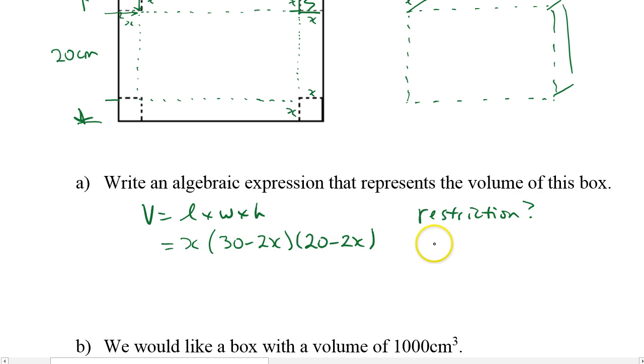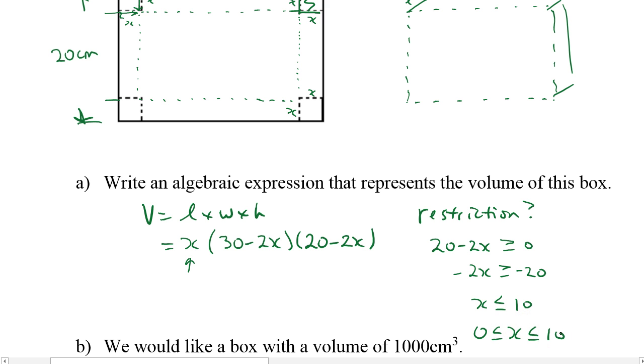X has to be positive, and also 20 minus 2x has to be greater than or equal to 0. So in other words, minus 2x has to be greater than or equal to negative 20. Now when I divide both sides by negative 2, x has to be less than or equal to 10. So here x has to be greater than 0. So we know that x has to be between 0 and 10 in order for it to be positive.